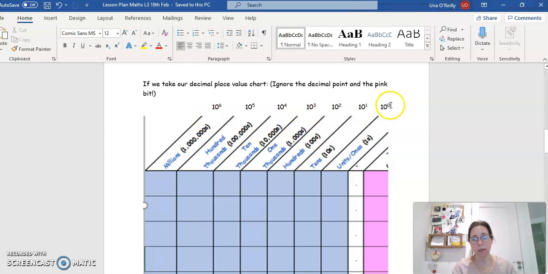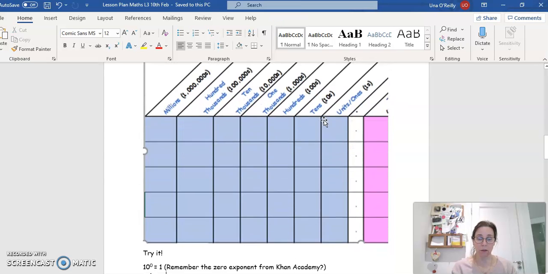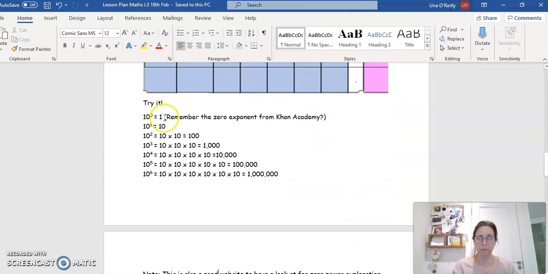Hopefully you are seeing the link between what we call in our everyday language the different columns of our place value chart in the decimal system and how they relate to exponents for the base 10 system. Here's base 10, here's our exponent. That's what we've been talking about here. 10 to the 0 is 1. Remember the 0 exponent from Khan Academy, because he explains it every bit as well as I ever could and better. 10 to the 1 is 10, 10 to the 2 is 10 by 10, and so on.